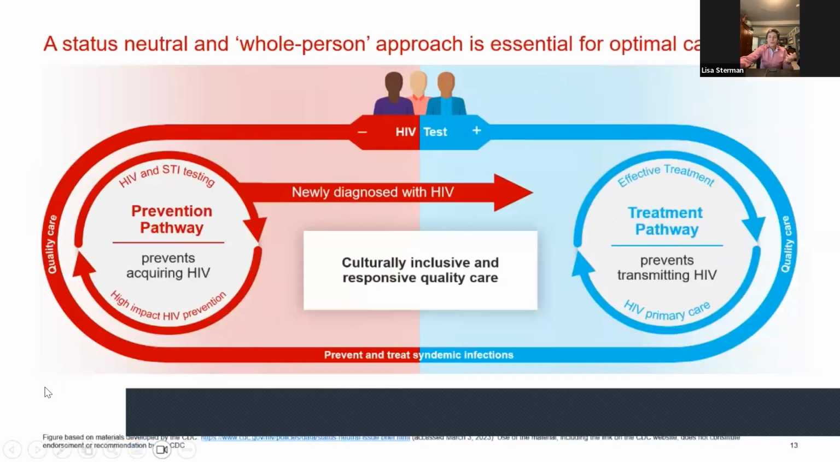One place to start with this is a status neutral encounter model for HIV testing. And this assumes that everyone could benefit from connection to care and services. So those testing positive for HIV can be more rapidly and actively linked and re-engaged in care. Those who test negative can be offered comprehensive sexual services, ongoing screenings, STI testing, and discussion of HIV prevention options.